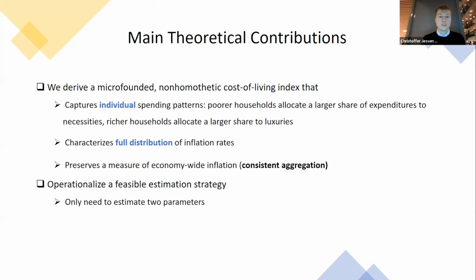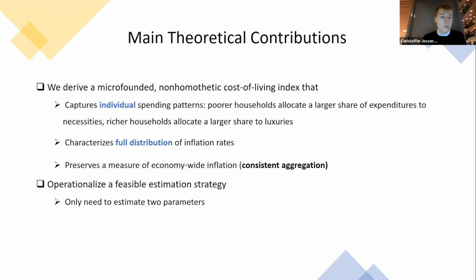The main contributions we make in this paper is first of all to derive a microfounded cost of living index that captures individual spending patterns, such as the fact that poorer households allocate a larger share of expenditures to necessities and richer households allocate a larger share to luxuries. In capturing these individual spending patterns, we're able to characterize the full distribution of inflation rates, but the index also preserves a measure of economy-wide inflation.